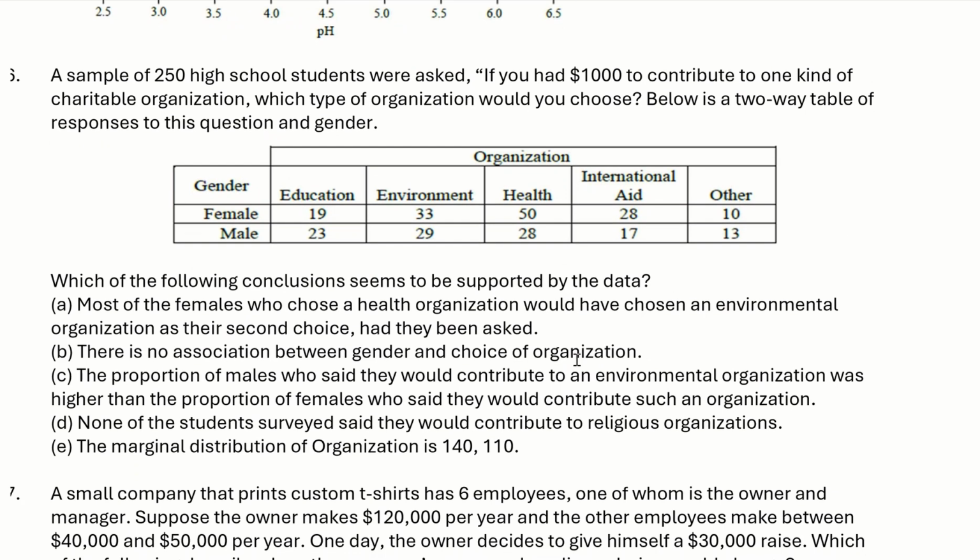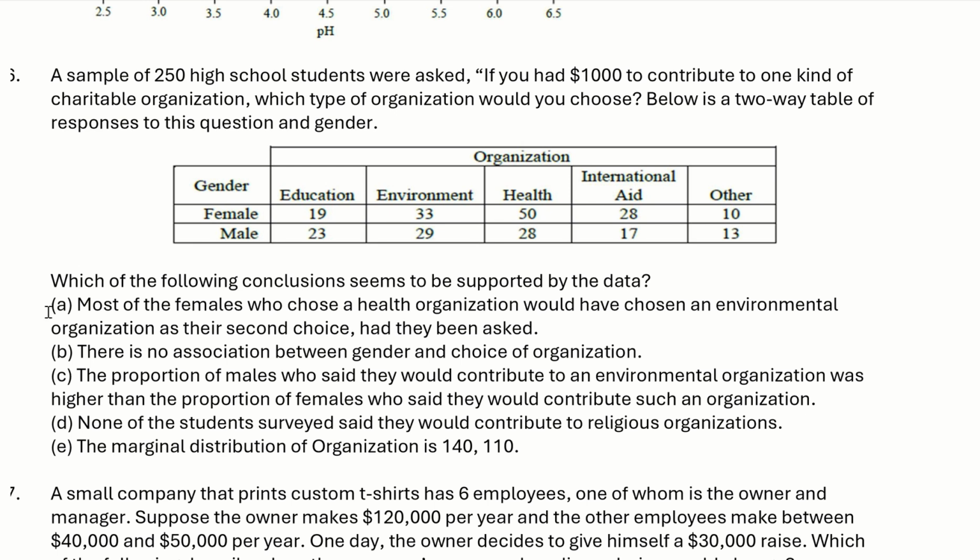All right, number 6. A sample of 250 high school students were asked, if you had $1,000 to contribute to one kind of charitable organization, which type of organization would you choose? Below is a two-way table of responses to this question and gender. Okay, so we got a two-way table. Which of the following conclusions seems to be supported by the data?